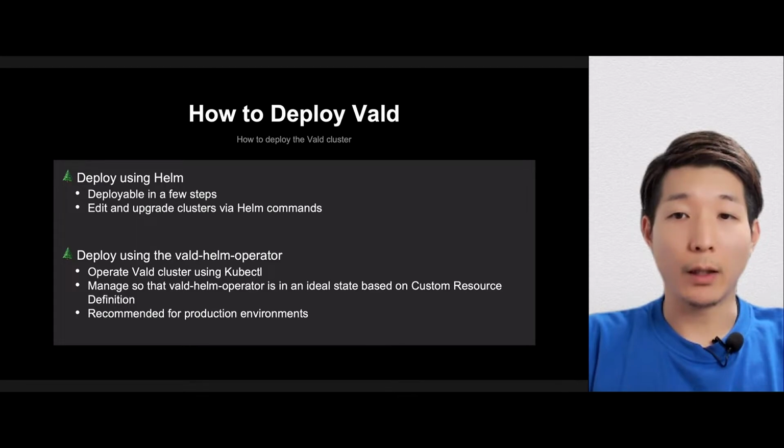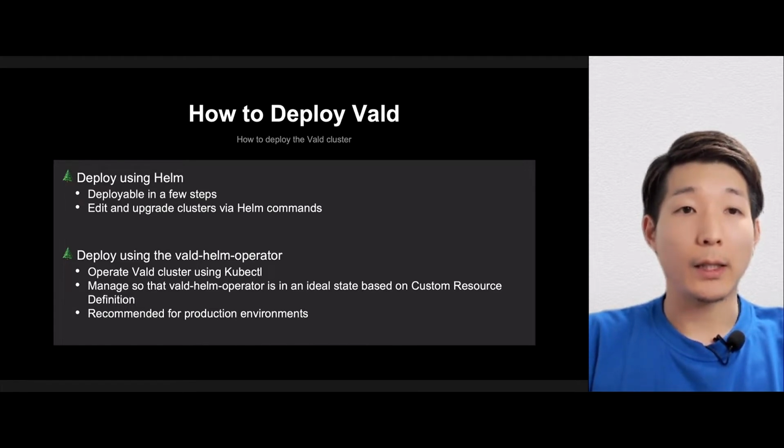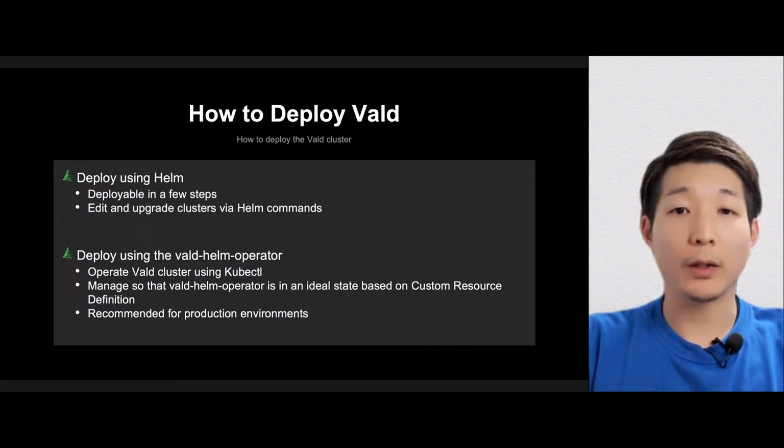And the method using the Vald Helm operator utilizes the custom resource definition feature of Kubernetes. The Vald Helm operator manages the Vald cluster to achieve the ideal state by relying on the predetermined CRD. So all changes to the cluster settings can be made with the Kubernetes kubectl command. This is the recommended method for using Vald clusters in a production environment.